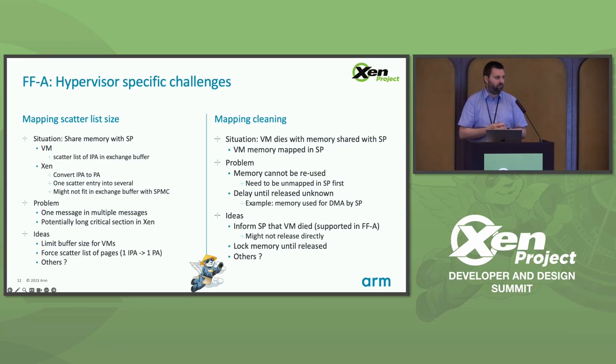There are several possible solutions. One is to limit the buffer size between the VM and Xen, and between Xen and the SPMC, to make sure that everything could fit, but the size could be quite big. The other one is to force the guest to give us a scatter-gather list which is organized in pages. This way we know that we will have one intermediate physical address corresponding to one physical address. But this could lead to very, very long lists if a guest wants to share gigabytes of memory with a secure world, where with an entry in the scatter-gather list currently, you can do that in one call. And I'm open to other ideas if anybody has some. Okay, this is something we will discuss later.